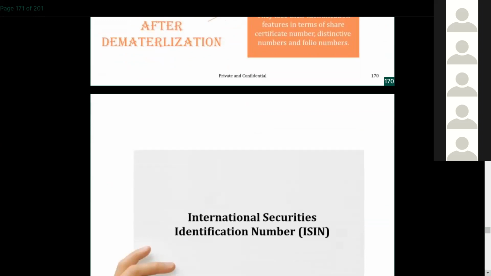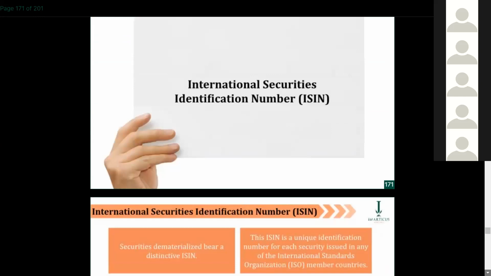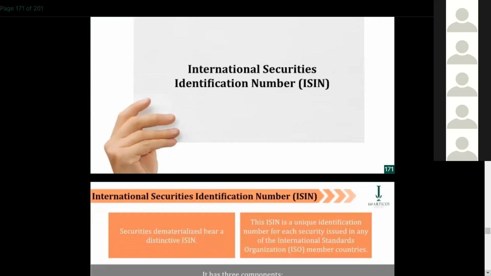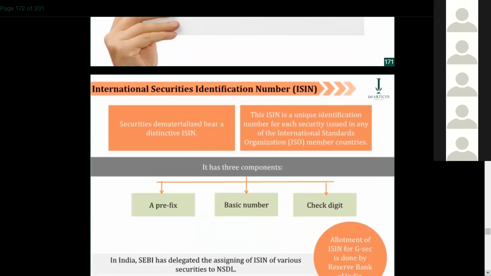So yesterday, one example I gave you, a Tata Power, for example, would have issued some shares. It could have also issued debentures. But to know which securities you are talking about, ISIN or International Security Identification Number would be used. And when you are transacting also, you will need to code this. So security dematerialized bear a distinctive ISIN. The ISIN is a unique identification number for each security issued by the International Standard Organization member countries. So they have a prefix, a basic number, and a check digit.